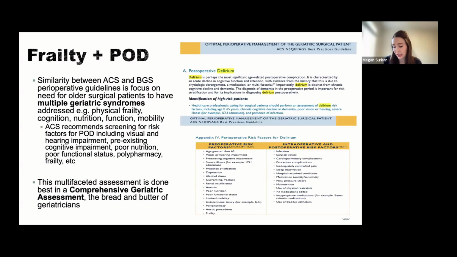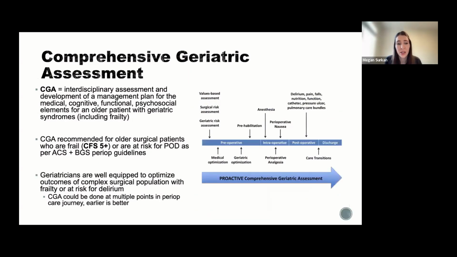This is from the American Geriatrics Society and American College of Surgeons guidelines on post-op delirium as well. They do mention frailty measurement, but they also mention multiple geriatric syndromes, so don't just look at frailty in isolation. They really highlight that we also need to look at cognition preoperatively. The AGS guidelines recommend screening for things like visual and hearing impairment, pre-existing cognitive impairment, poor nutrition, poor functional status, and polypharmacy. And they actually say frailty is a risk for post-op delirium. Again, this is best done in a comprehensive geriatric assessment.